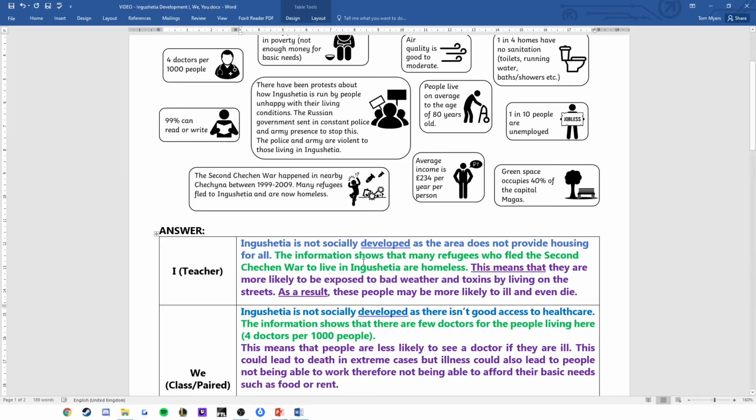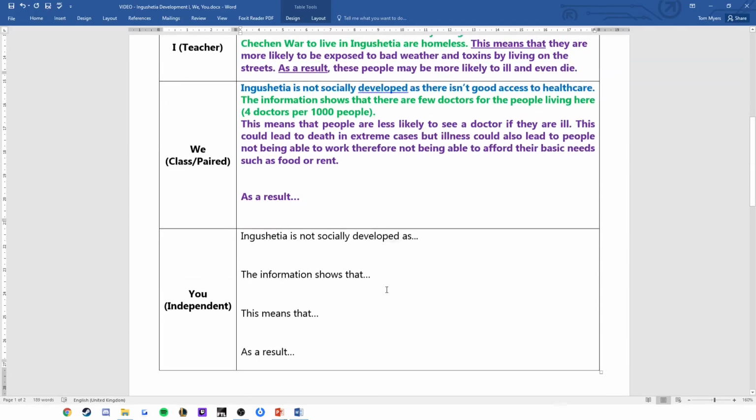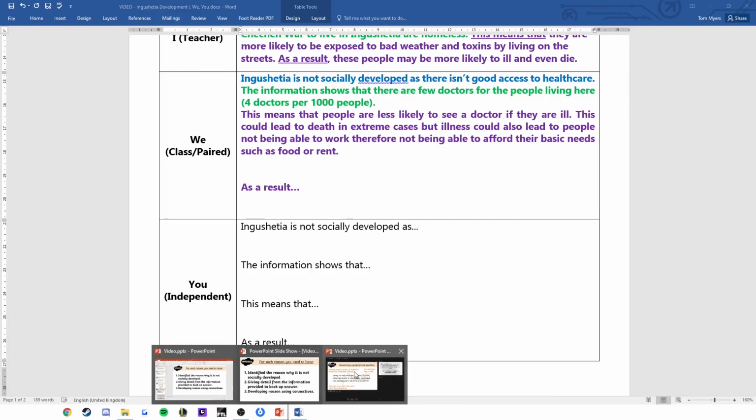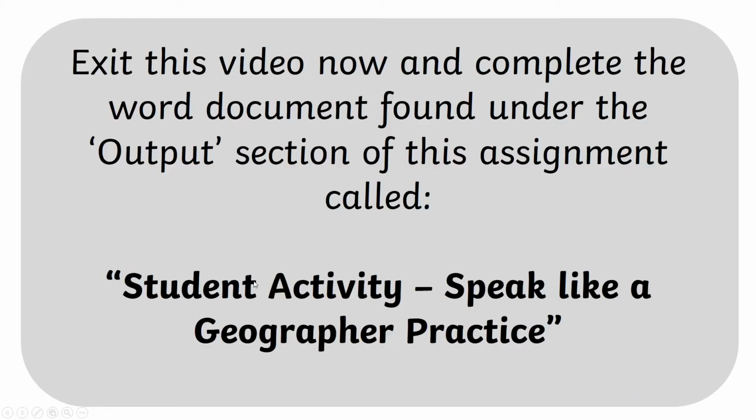When it comes to the student activity, you are going to write one more paragraph looking at another reason why Ingushetia is not socially developed from the information. Okay, so the last thing you are going to do now is to exit this video, and you are going to complete the Word document found under the output section of this assignment, and this is called Student Activity Speak Like a Geographer Practice.